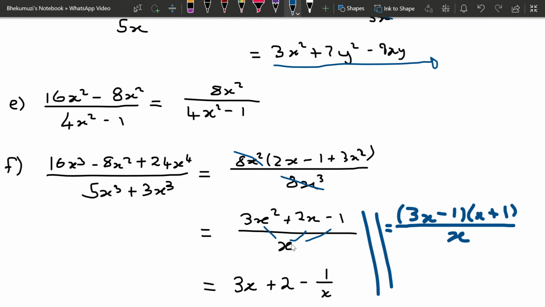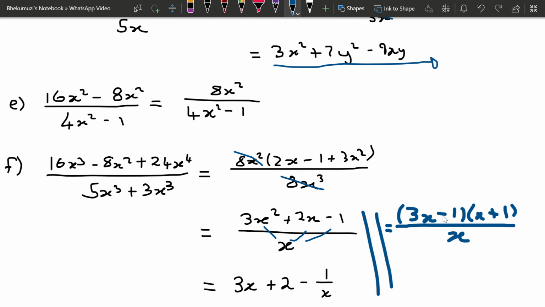And so how would you do that? You'd say 3x squared divided by x, and 3x squared divided by x means that it cancels out one x, that leaves you with 3x. And then here it cancels out with x and x, it leaves you with 2. But then here it says it's minus 1, but it's divided by x, so it would be minus 1 over x.